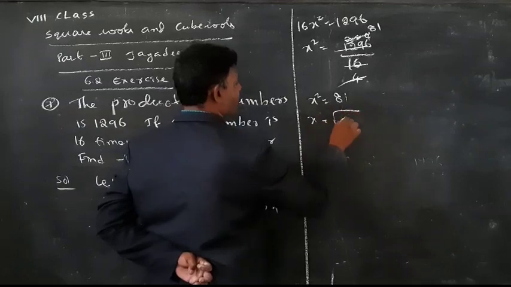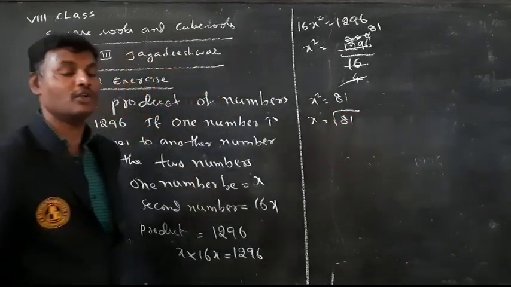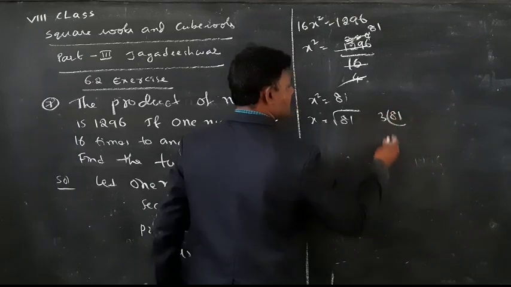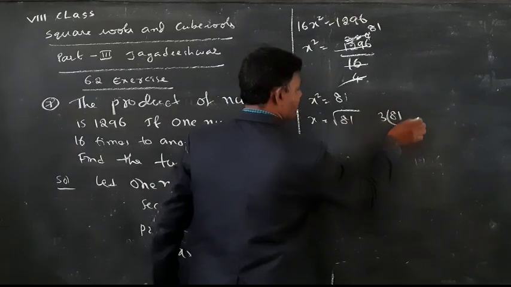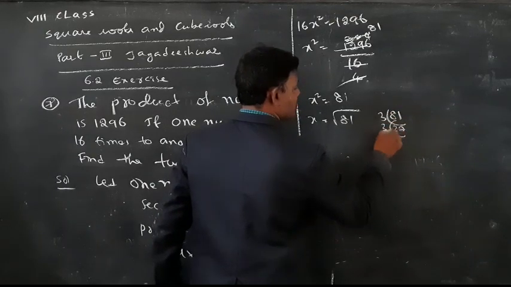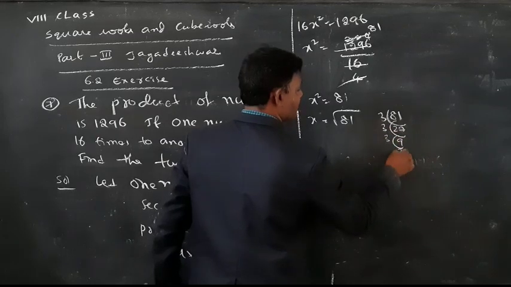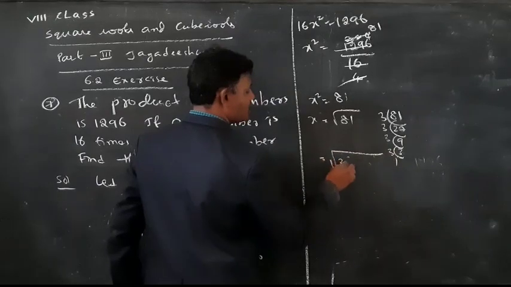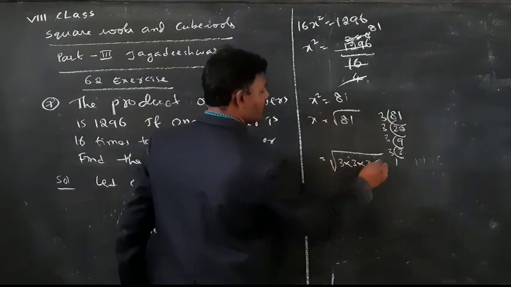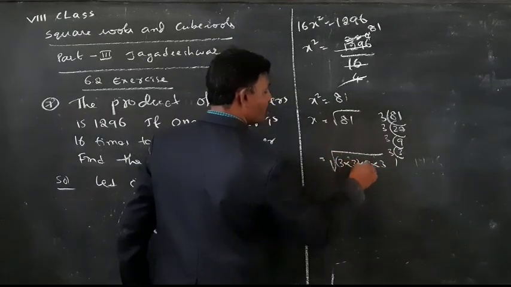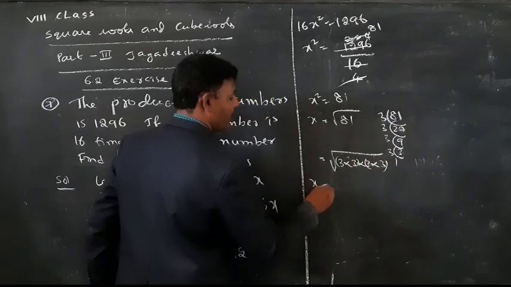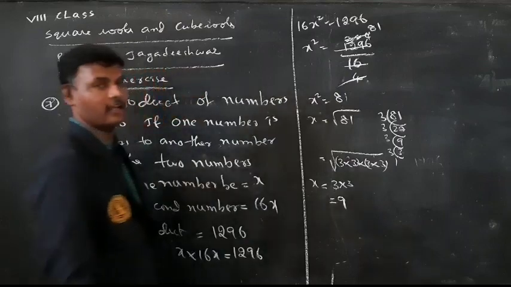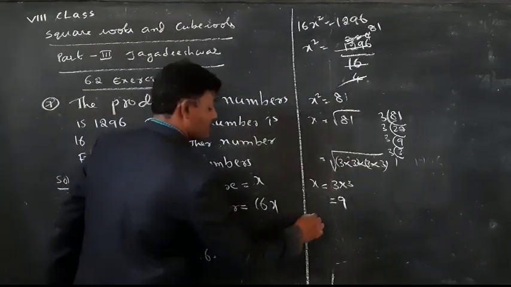x is equal to the square root of 81. Go through prime calculation. Divide 81. 3 twenty-sevens are 81, 3 nines are 27, 3 threes are 9, and 3 ones are 3. So root 81 we can write as 3 into 3 into 3 into 3. Here 2 pairs are found. I am taking 1 pair. So 3 into 3. So what is the number? 9. So the required number is 9.